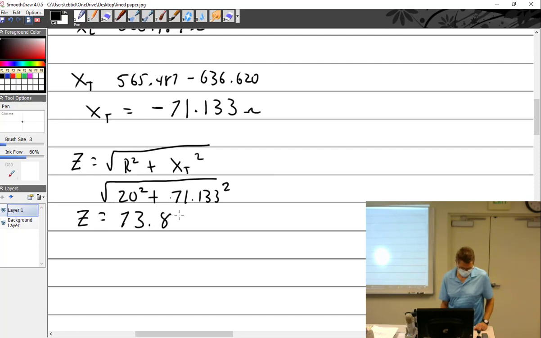What'd you get? Just make sure that you have the right numbers. 20 squared plus 71.133. I actually punched it at 71.33 the first time I did it. Now, the nice thing is you'll be off, but when you're doing your answers and you turn in your paper, I'm going to see that. I'm kind of like, eh, close enough. Do you understand it? Well, if you're way off and understand it, it's not going to matter.